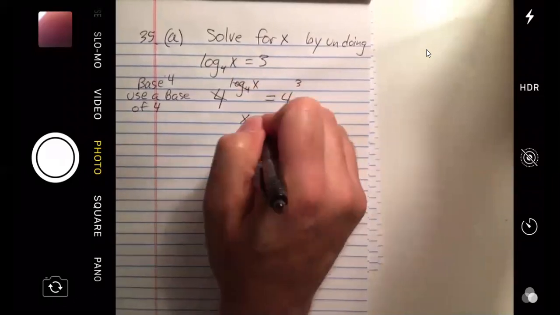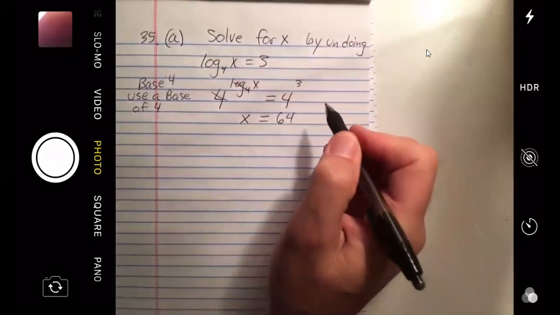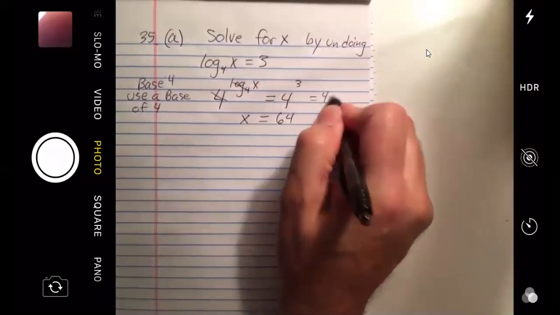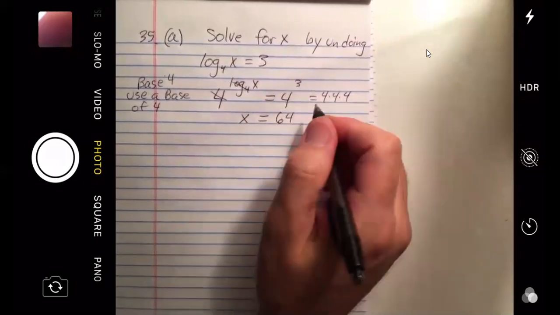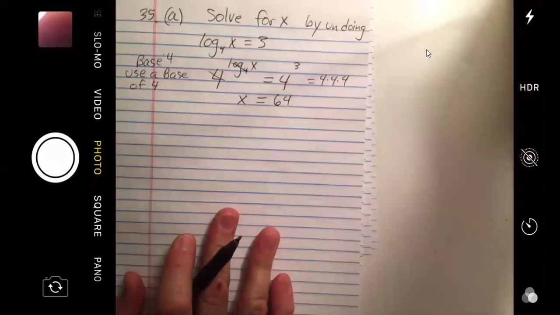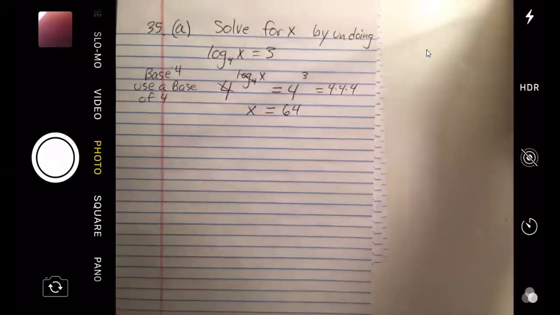On the other side, 4 to the third power is 64. 4 times 4 times 4. I'm sure you all are beyond the mistake of going 4 times 3 and getting 12. So they give you a whole section of these.